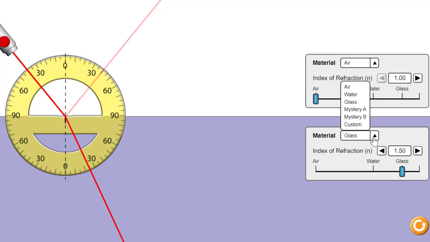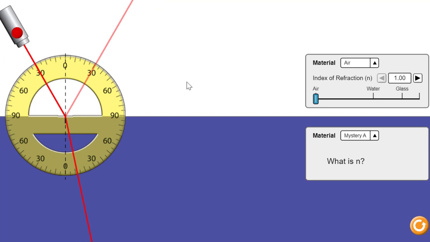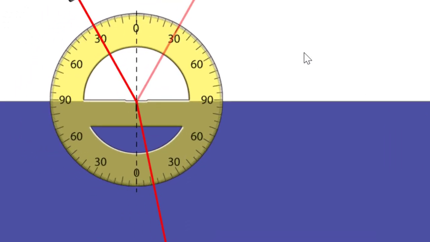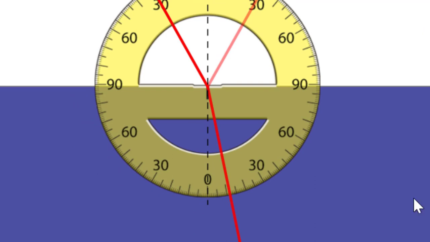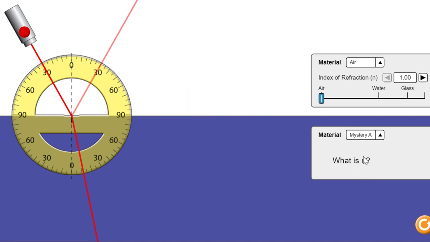Now we're going to go to problem number 3. We have a mystery piece of material here, and you can see this angle is coming in at 30 degrees. You're going to have to read what angle it's refracted at, and knowing that, you can calculate the index of refraction for mystery A. So problem number 3 is, what's the index of refraction for mystery A? Use Snell's law to figure that out.